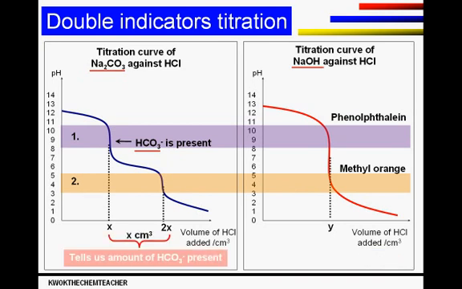The difference between the second reading and the first reading will give X mol of hydrochloric acid. This will help us calculate the amount of hydrogen carbonate ions present. This will help us find the amount of sodium carbonate and sodium hydroxide initially present by simple arithmetic calculation.